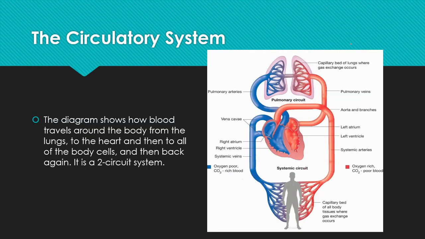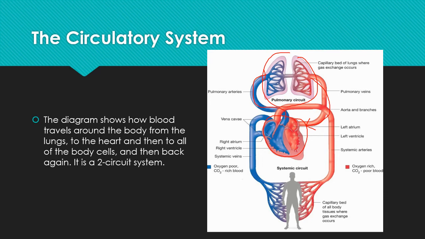So the system that carries our blood is known as the circulatory system. And so that includes our heart. The heart is the pump for the system. And then the blood travels to the lungs. Okay, so we've got our lungs here, our left lung and our right lung, and then it travels back to the heart. So at the lungs, the carbon dioxide goes out of our body, and the oxygen goes into our body and goes into our blood.